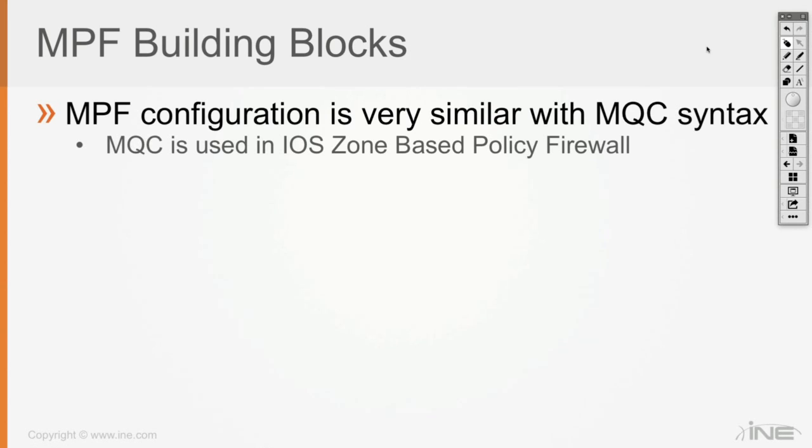So MPF configuration is very similar to the MQC syntax, which stands for Modular Quality of Service, MQC on the IOS. And MQC is seen on the IOS in the zone-based policy firewall. So it's a very similar configuration, likely the same building blocks back and forth, although the syntax in the end is a bit different because it's different code, the ASA and the IOS code.